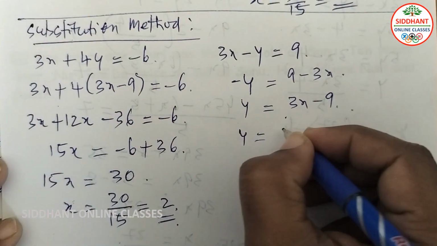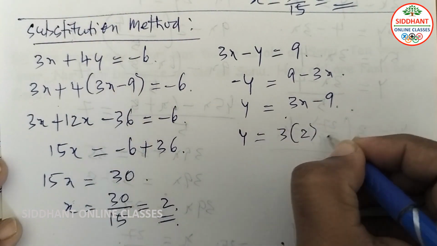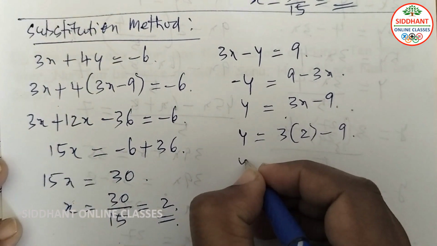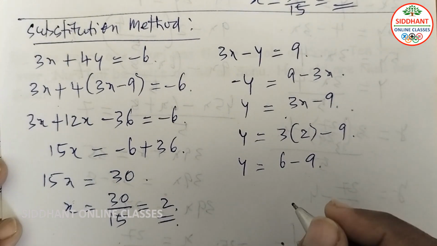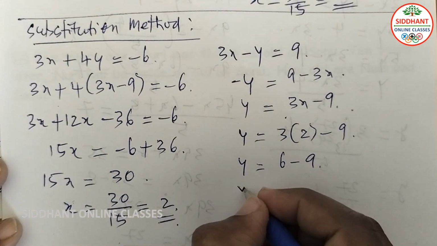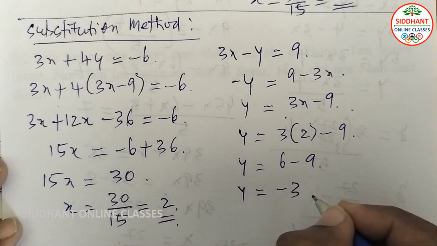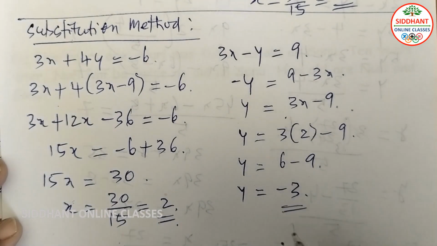y equals 3 into 2 minus 9. Then y equals 6 minus 9. Then y equals minus 3. So x equals 2, y equals minus 3.